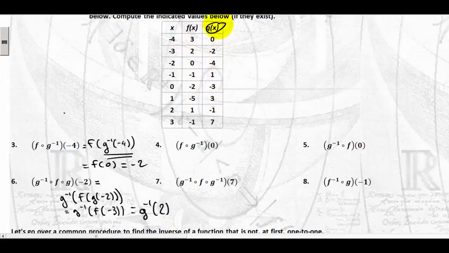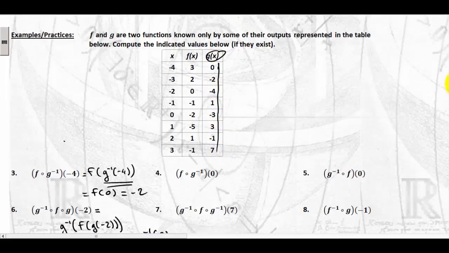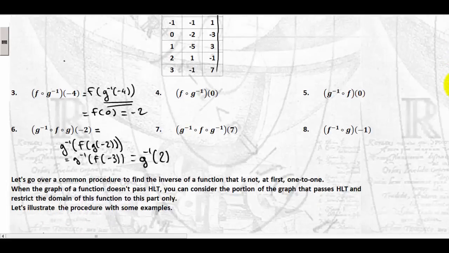the column of my g's right here, and I don't have any output that is equal to 2. Therefore, DNE, does not exist. Okay, not enough information to answer this question. All right, so question mark right here. Okay, all right, do the other 4, please.